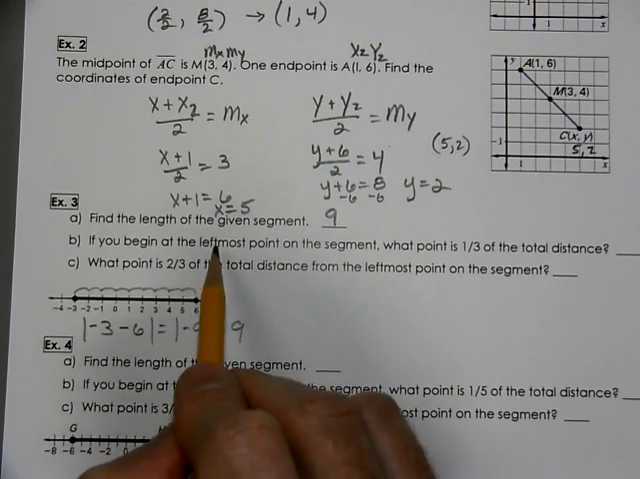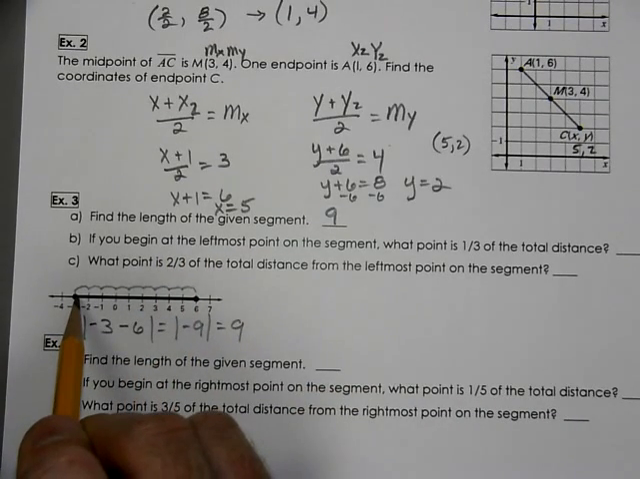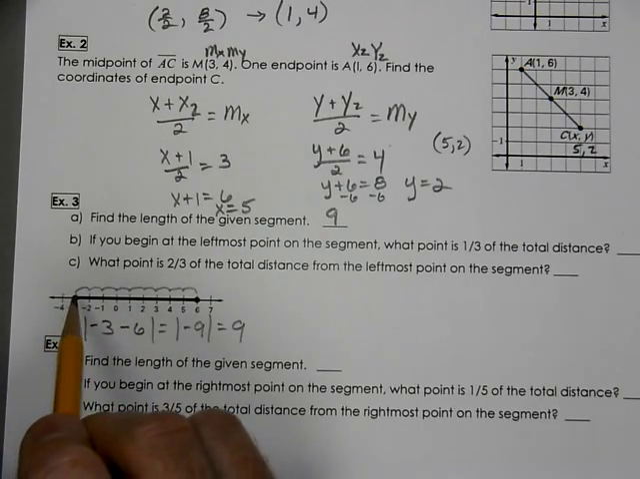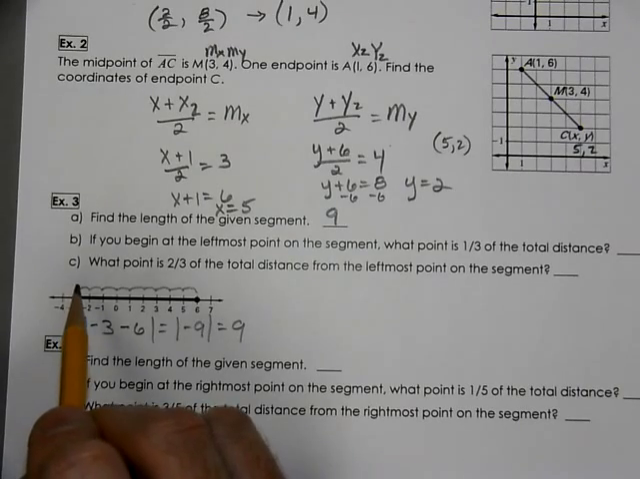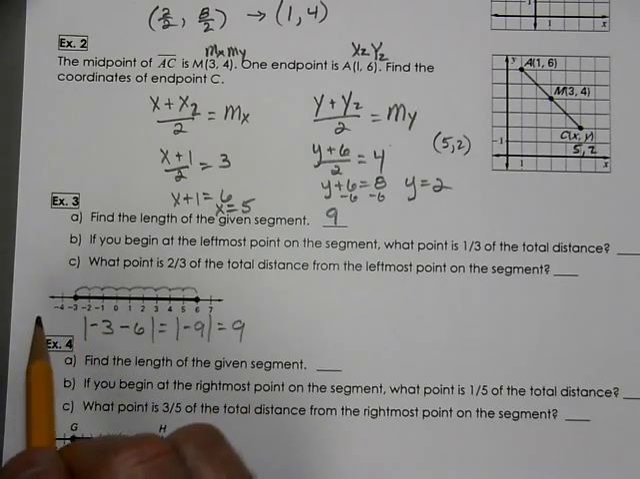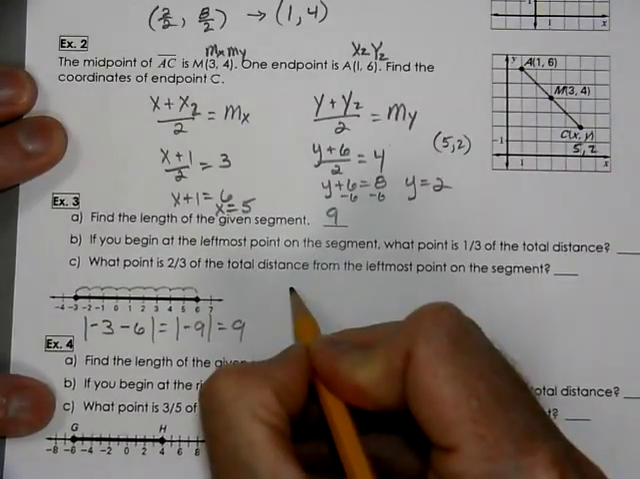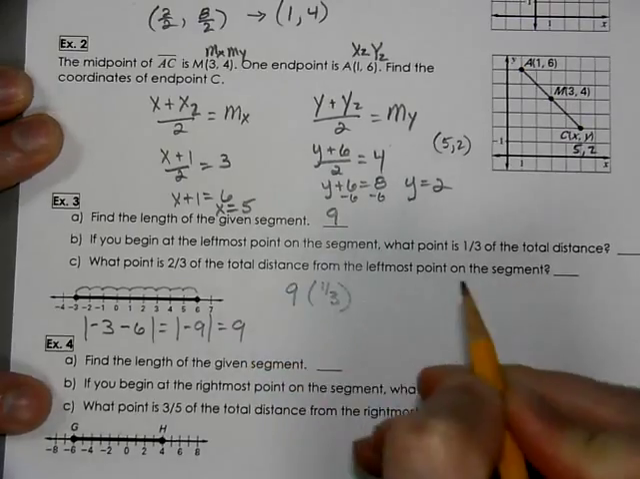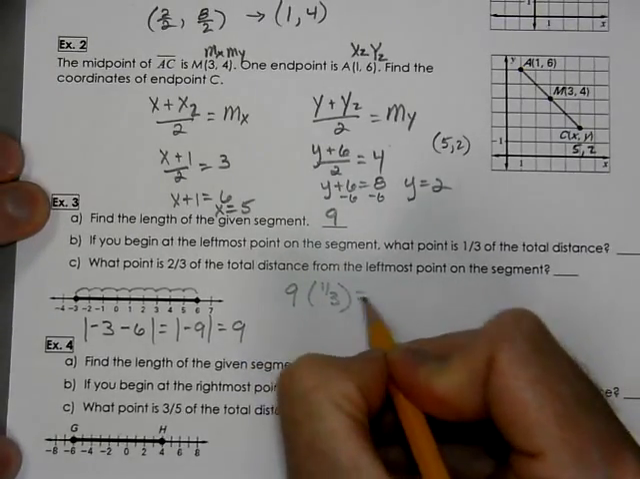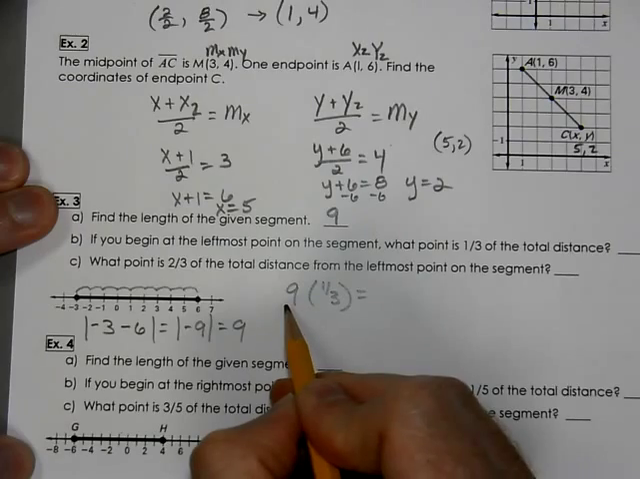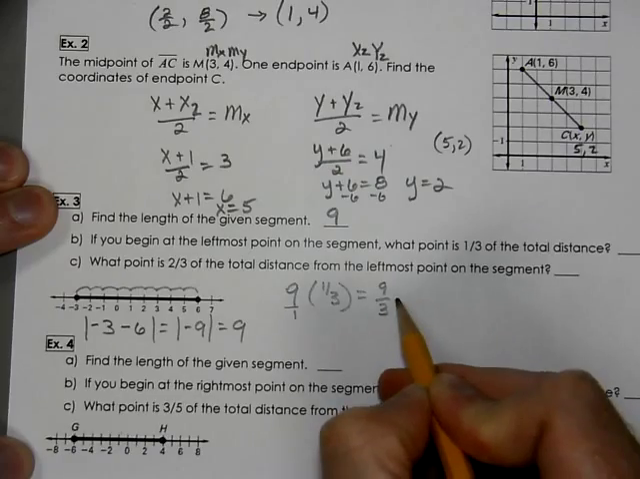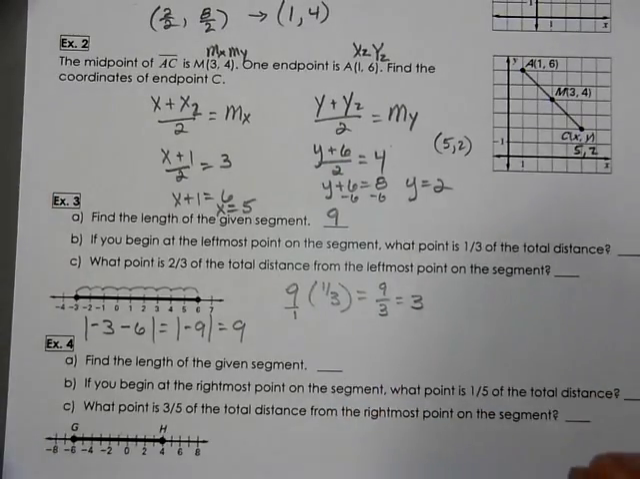Okay, if you begin at the leftmost point on the segment, what is 1/3 of the distance all the way through? So if you're going to stand here and you can jump to 1/3 of the distance, how far is that? Well, 9 is the whole thing, and we're going to multiply that by 1/3 because we want to know what is 1/3. When you multiply here, we like to turn this into a fraction. Multiply the top numbers, multiply the bottom numbers, and we get a value of 3. So 3 is 1/3 of 9.